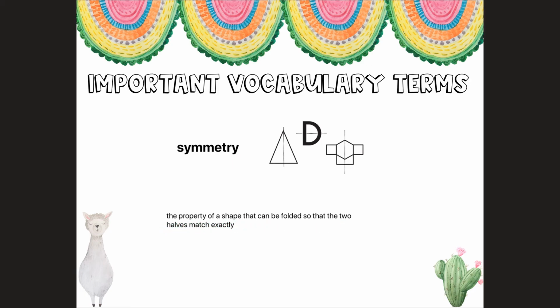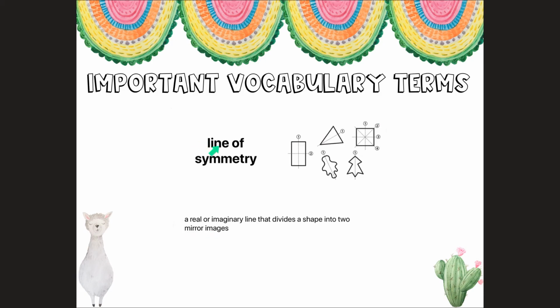Important vocabulary terms for this lesson include symmetry, the property of a shape that can be folded so that the two halves match exactly. Line of symmetry: a real or imaginary line that divides a shape into two mirror images.